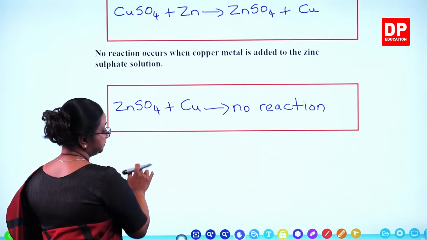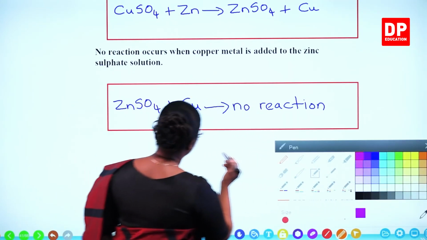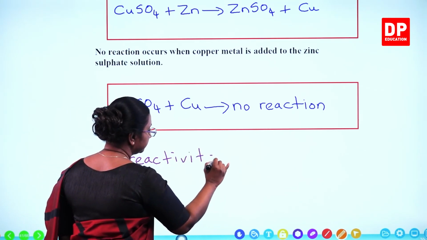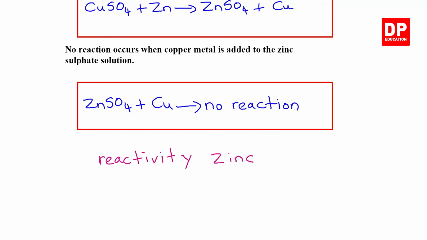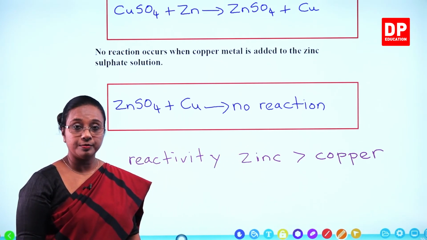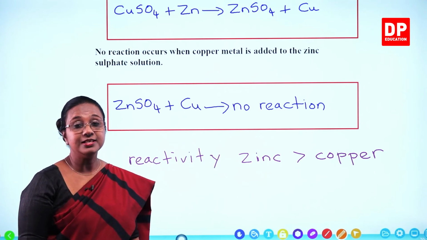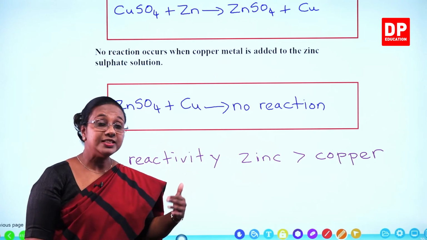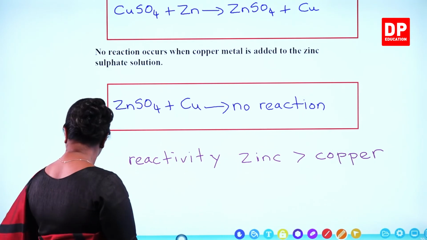And from that, we came to the conclusion that zinc is more reactive than copper. Is that clear to you all? When we consider the reactivity of metals, zinc is more reactive than copper, or copper is less reactive than zinc. So here students, this is the observation and the conclusion that we can get from the activity. With that students, I will move on to the next slide.